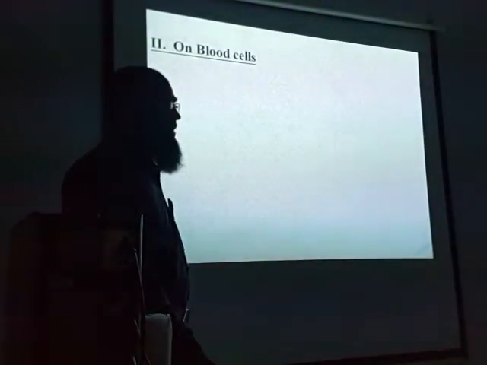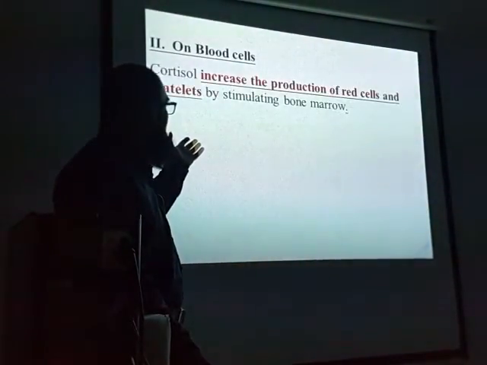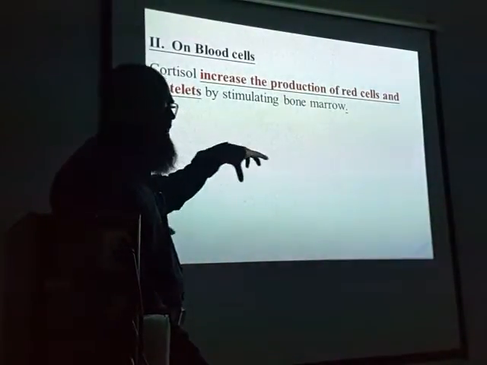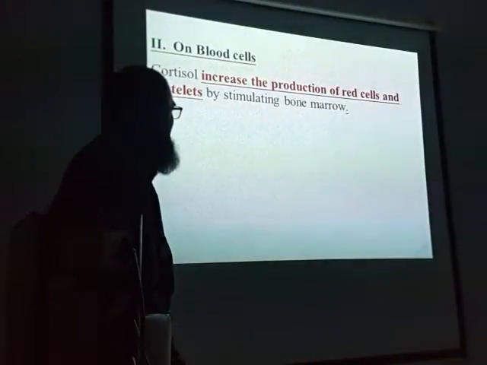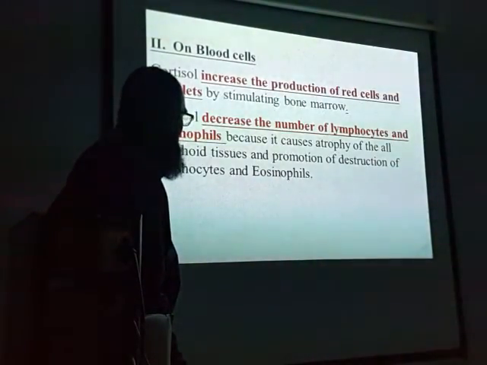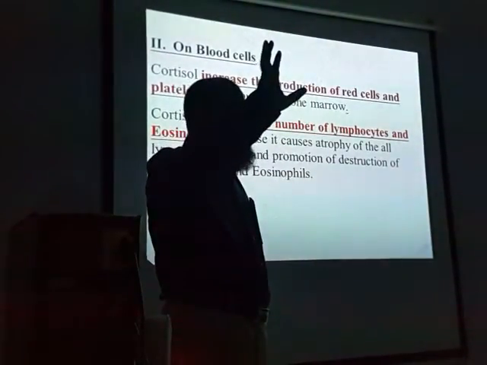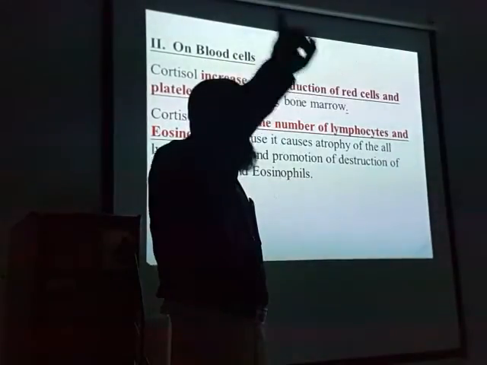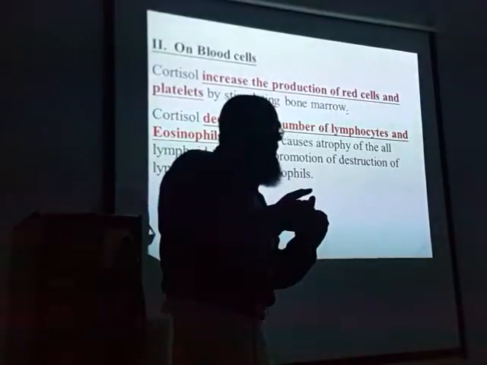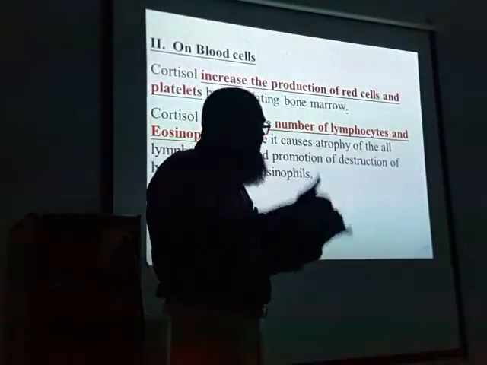Then on blood cells, this is the next physiological action of cortisol. Cortisol increases the production of RBCs and platelets by directly stimulating the bone marrow. It decreases lymphocytes and eosinophils. So remember the function on blood cells: increases RBCs and platelets, so two main cells increase. And what is remaining? WBCs. In WBCs, eosinophils and lymphocytes decrease.